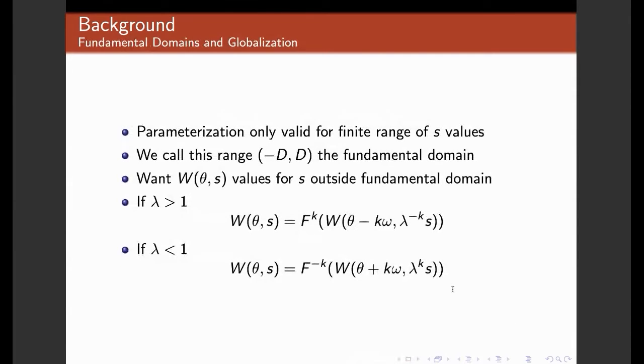So now these parameterizations are only valid for certain S values, say negative D to D, and we can use the following formulas to find manifold points outside that range negative D to D, since F is just a numerical integration. Lambda is either greater than 1 or less than 1, so you can take k big enough to make this happen.